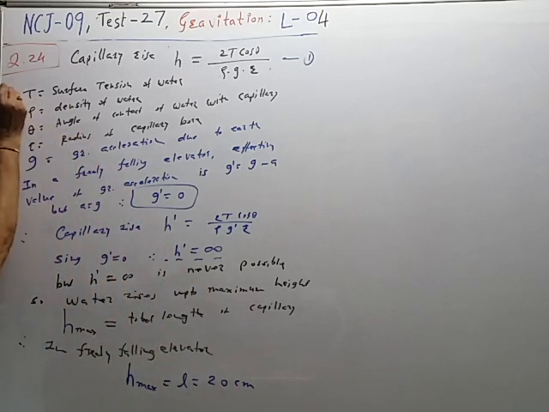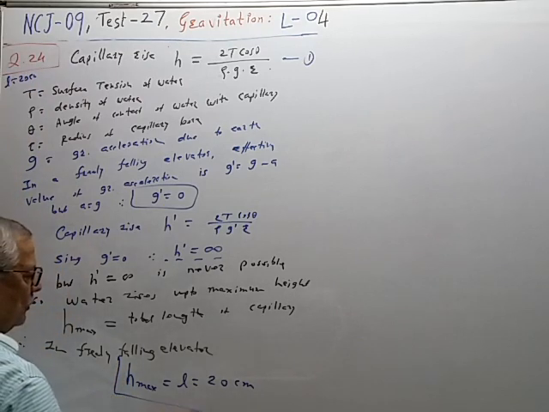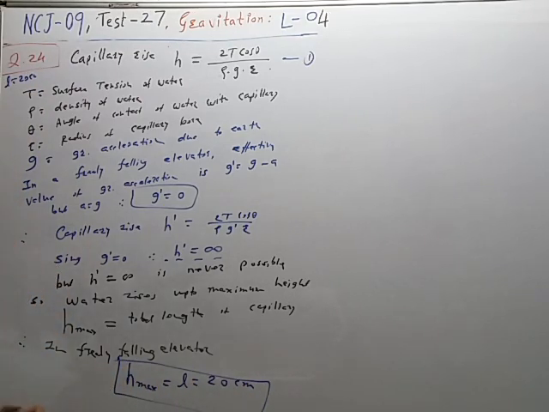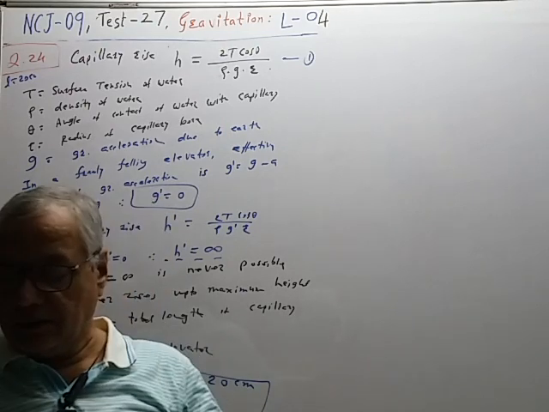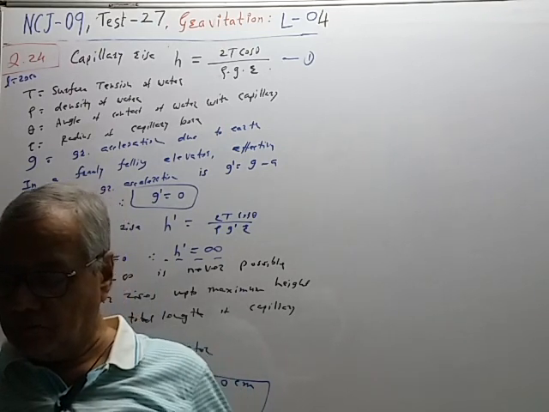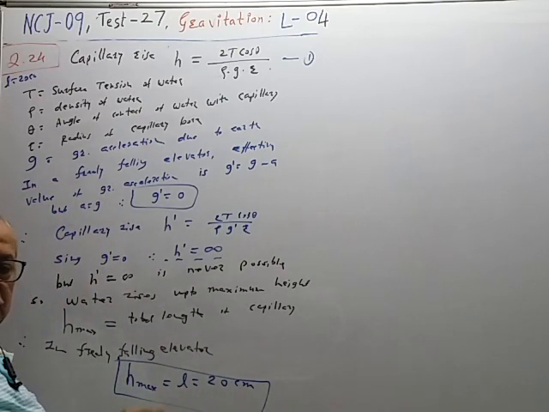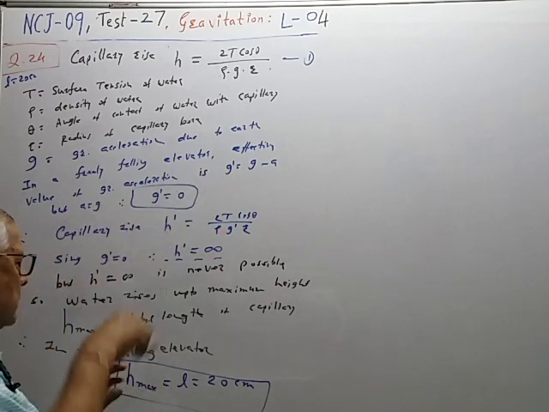So in this case the length of the capillary tube is given as 20 centimeter. So the maximum height obtainable is 20 centimeter and therefore the correct choice is D. D is correct.